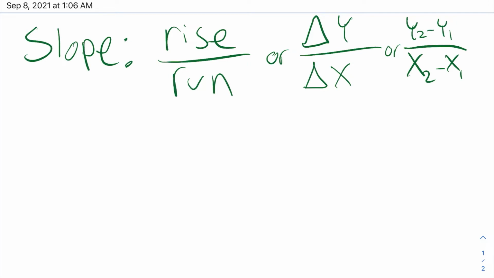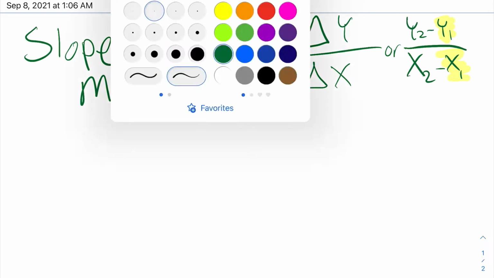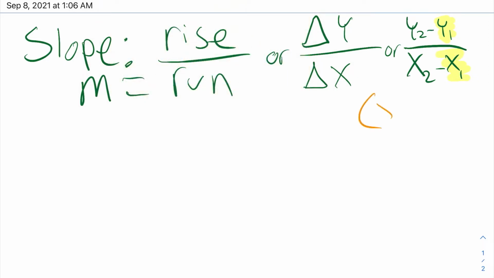So there's lots of different ways that we can look at slope, or talk about slope. And we tend to use the letter M. So slope is the letter M, and it's rise over run, change in y over change in x, y2 minus y1 over x2 minus x1. These points are coming from an ordered pair. An ordered pair is something like x1 comma y1 and x2 comma y2. So that's where we'd be getting those from.